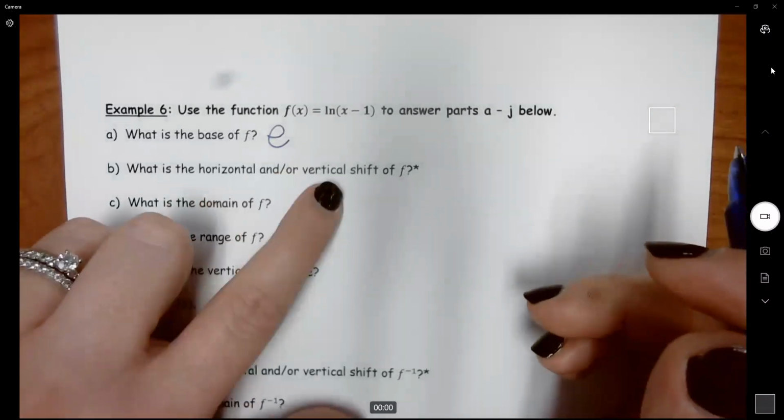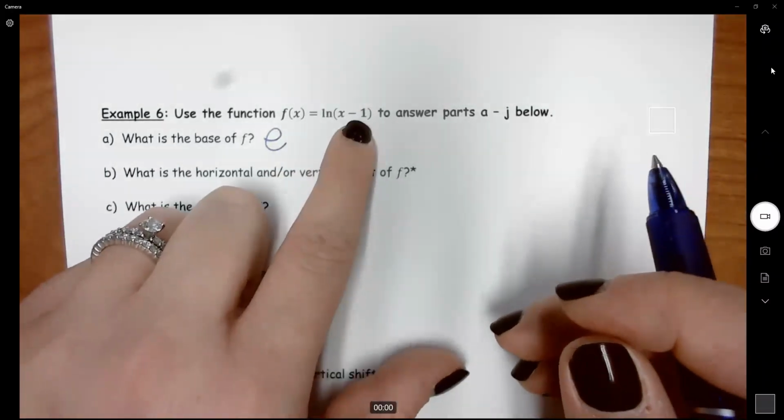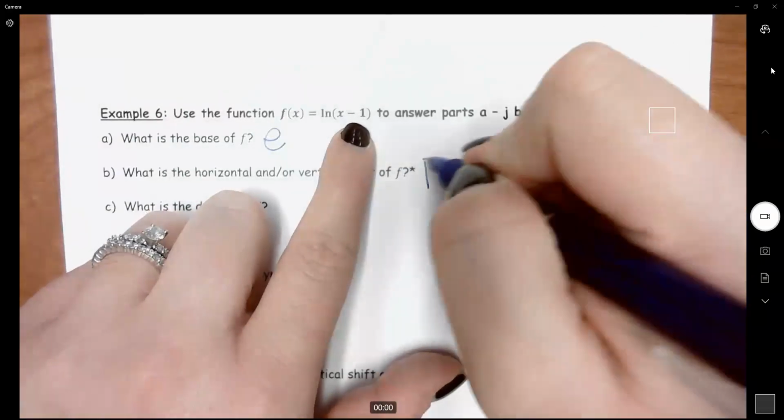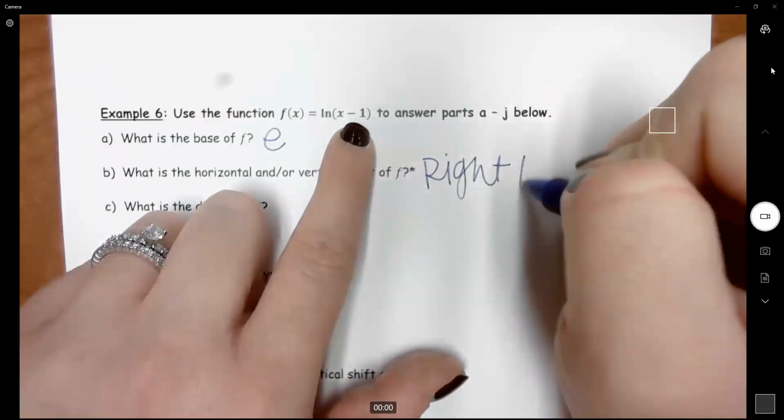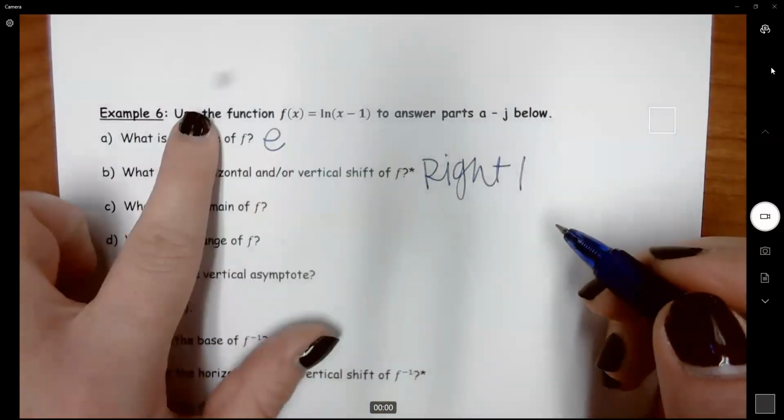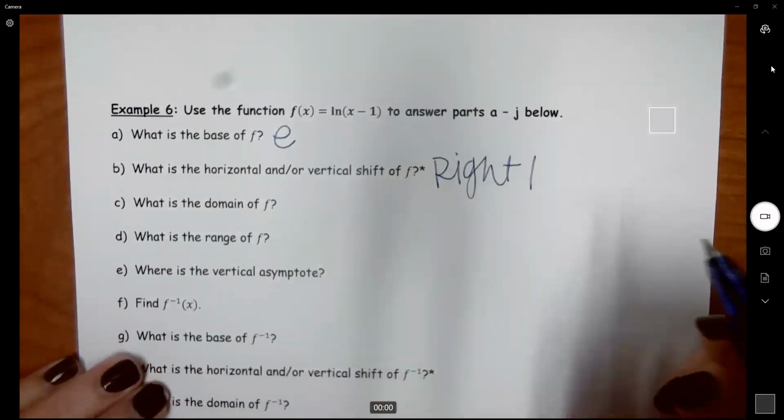What is the horizontal or vertical shift? Well, this is inside my function, which is horizontal. So this is going to go to the right 1. We think -1 is to the left, so it's going to go to the right, opposite of what we think.